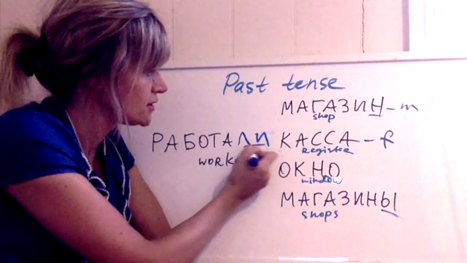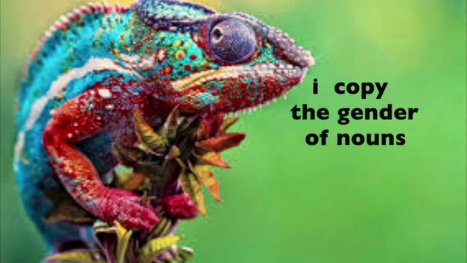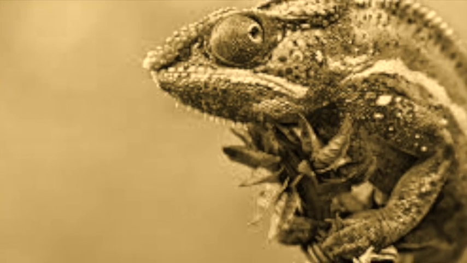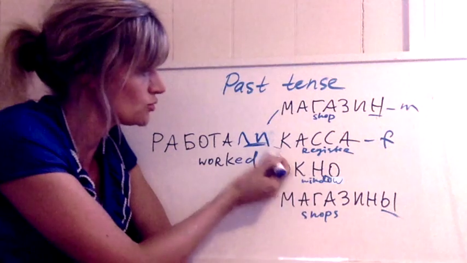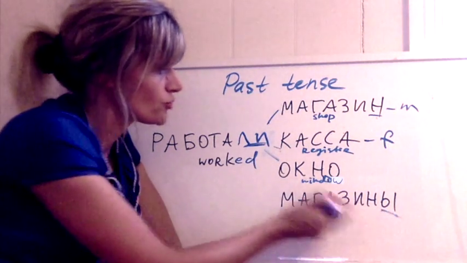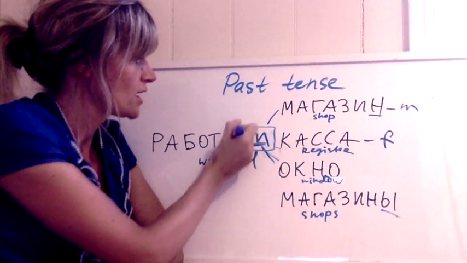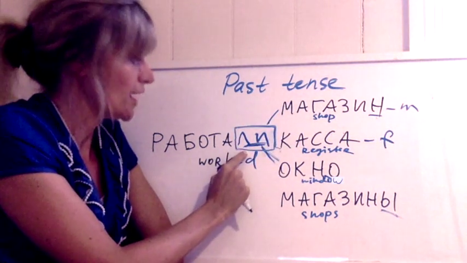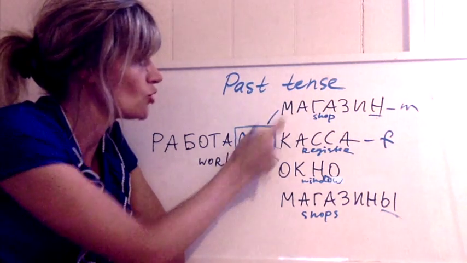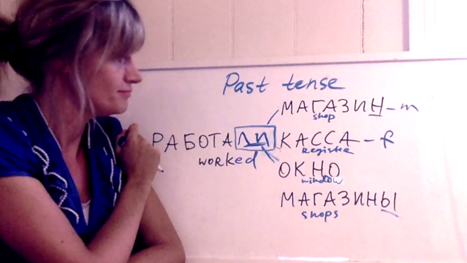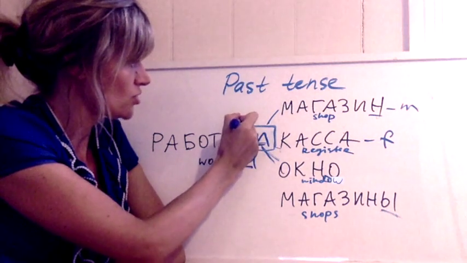It copies the gender of nouns. If this is masculine, it becomes masculine. If this is feminine, it becomes feminine. If this is neutral, it becomes neutral itself. If this is plural, it becomes plural itself. And all these things happen here in the end of the verb, in the ending. So the ending carries the information of the gender. In English, it's only one. And in Russian, it splits into four.